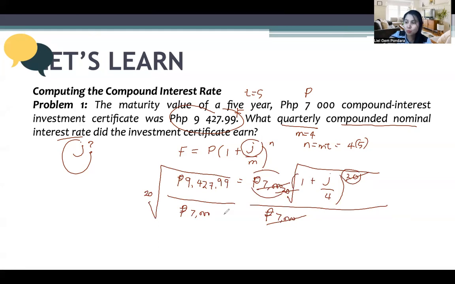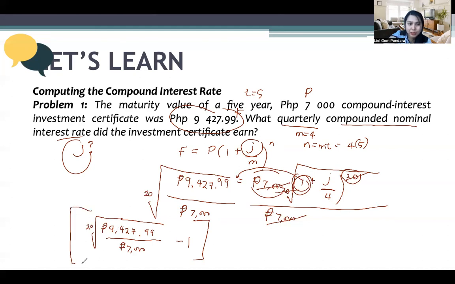Then transfer 1 to the other side. So we now have the 20th root of 9,427.99 over 7,000 minus 1. Because of this one, we transfer. Then we have over 4, right? It means you multiply the whole answer by 4. That is the answer for your J.